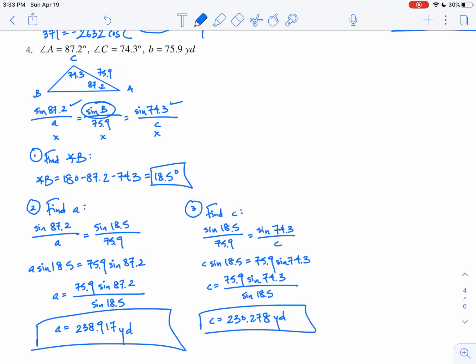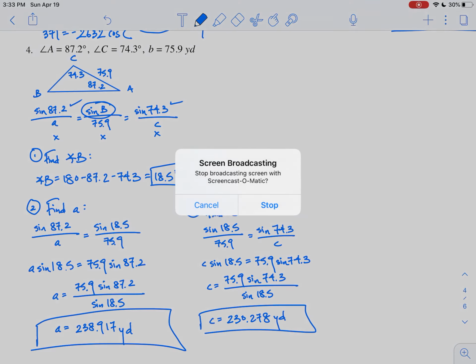Okay, we're going to stop here for this part of the video. Come on back for a couple more examples where we again practice our decision making. Is it law of sines or is it law of cosines? All right, see you there.